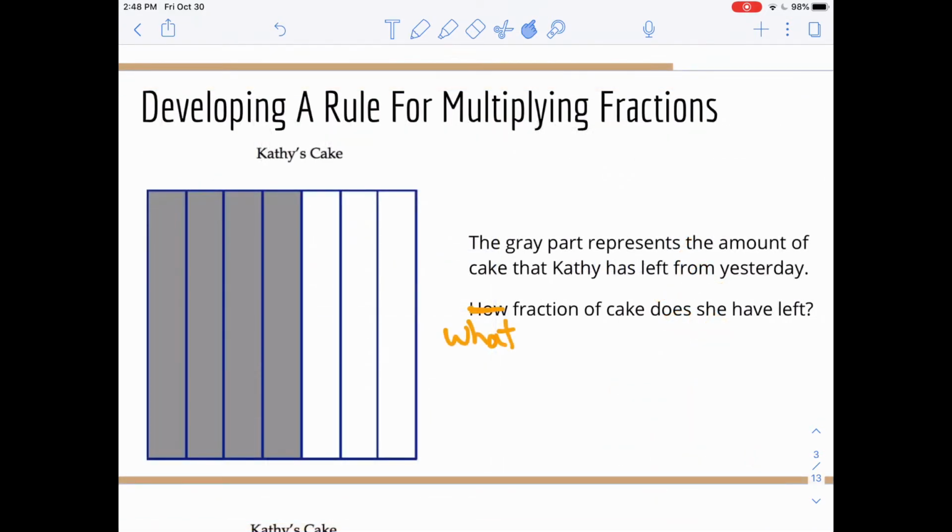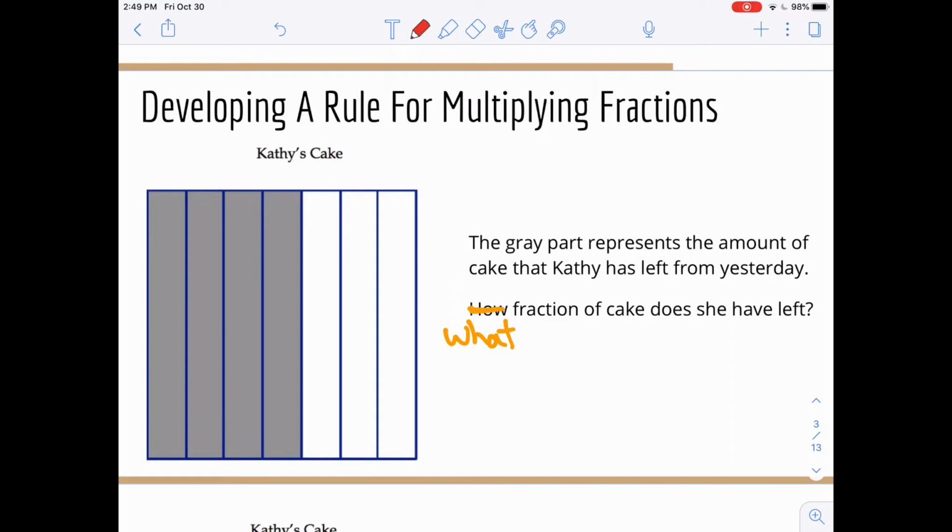One of the I can statements of this lesson was to develop a rule or an algorithm for multiplying fractions. But before we can have a rule, we have to find a pattern. So we're going to do a few more examples like what we were introduced to earlier this week. This is a picture of the cake that Kathy has remaining after a party. This is what's left over. What fraction of the cake does she have left?